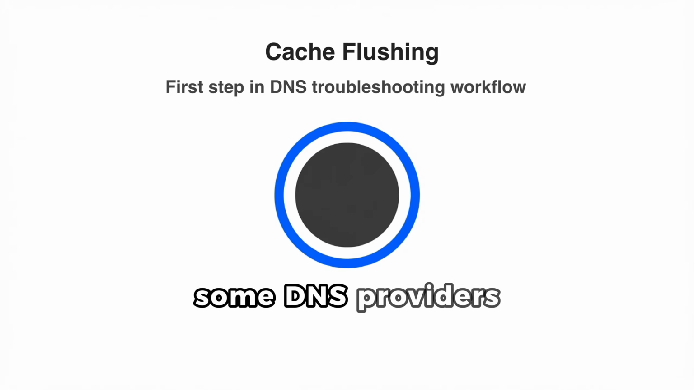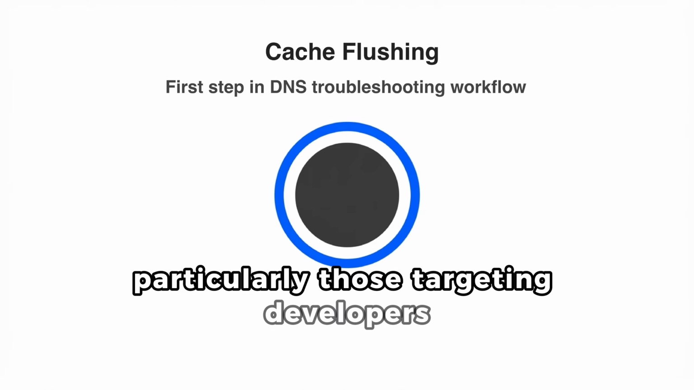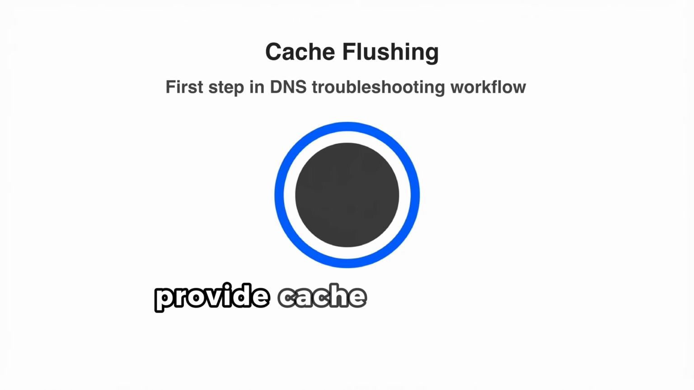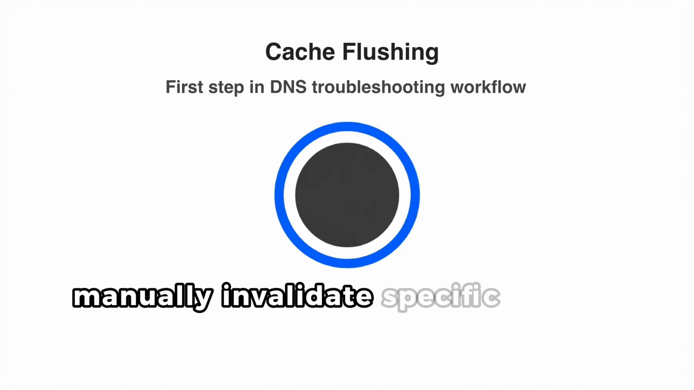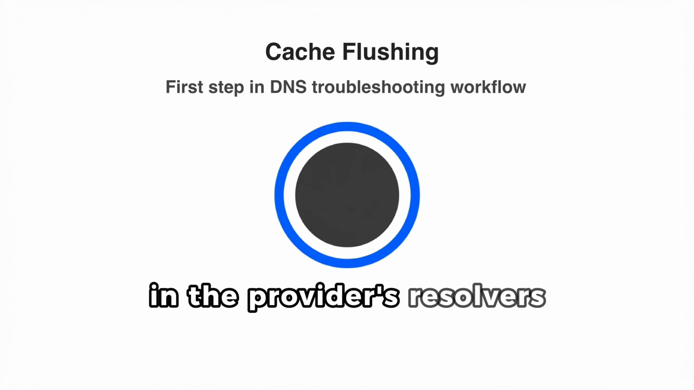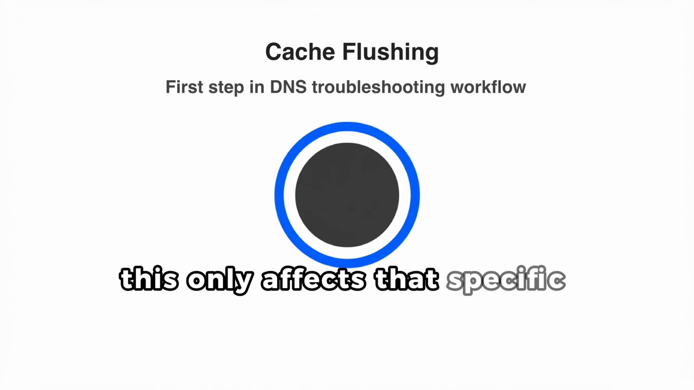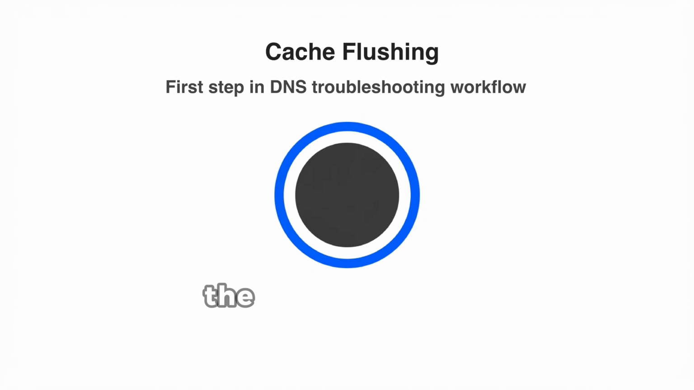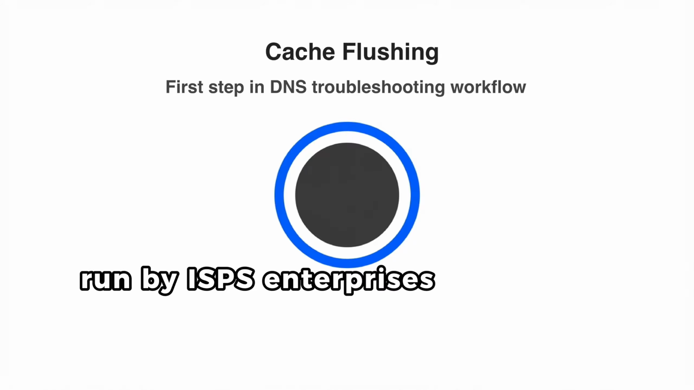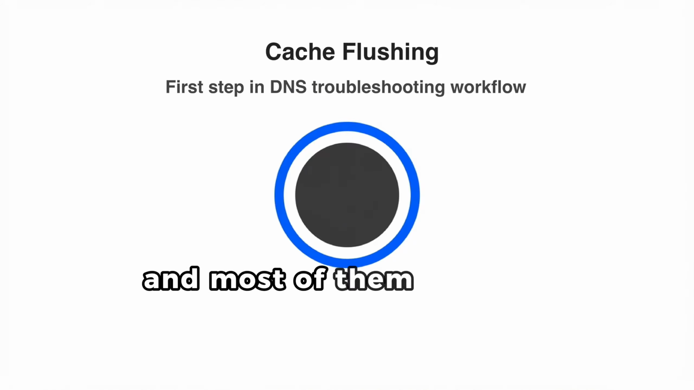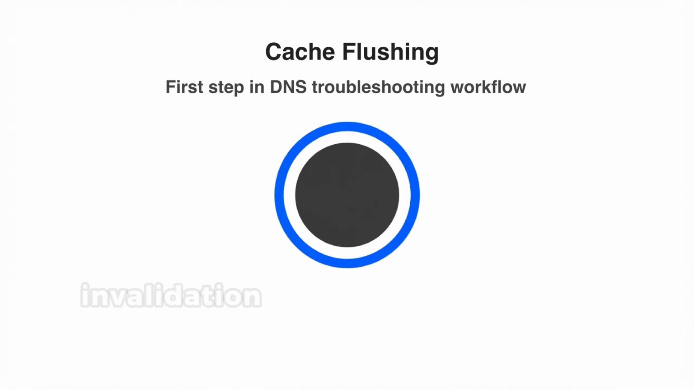Some DNS providers, particularly those targeting developers and enterprises, provide cache purge APIs that let domain operators manually invalidate specific records in the provider's resolvers. But this only affects that specific provider's resolvers. The global internet is full of hundreds of thousands of recursive resolvers run by ISPs, enterprises and public services, and most of them have no mechanism for external cache invalidation.